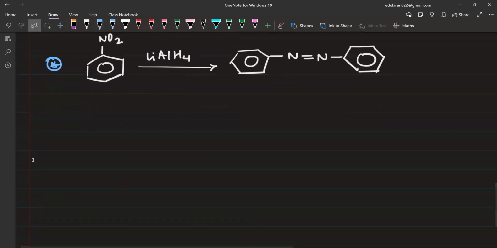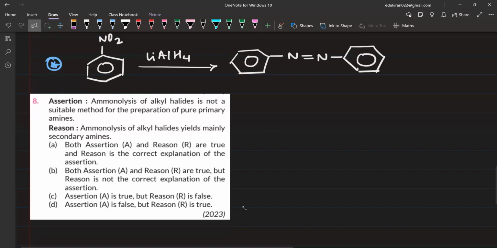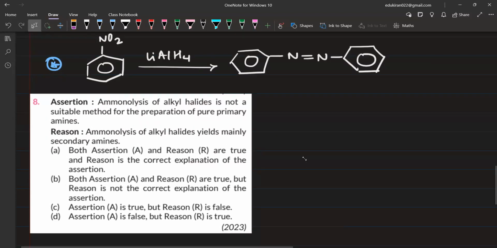Moving on. Another question is: ammonolysis of alkyl halide is not a suitable method of preparation for pure primary amines. Ammonolysis of alkyl halide yields mainly secondary amines. Try to answer this one. Again, true false type of thing, right? True false.